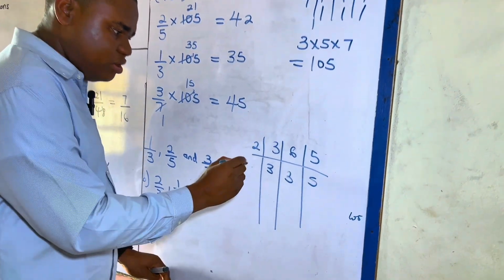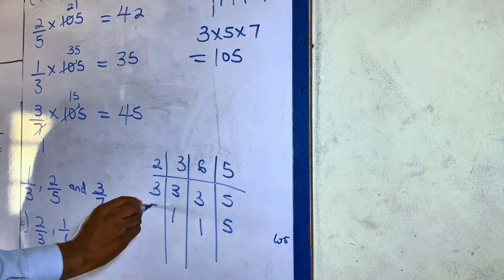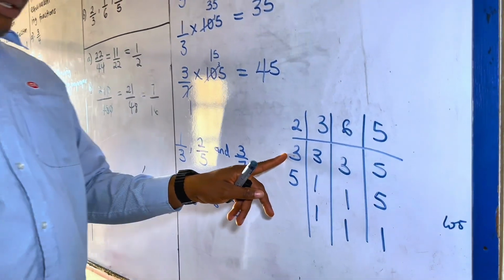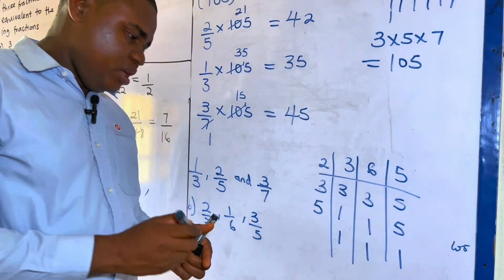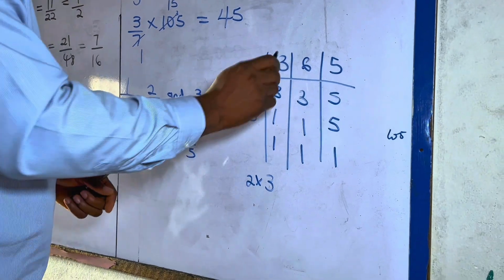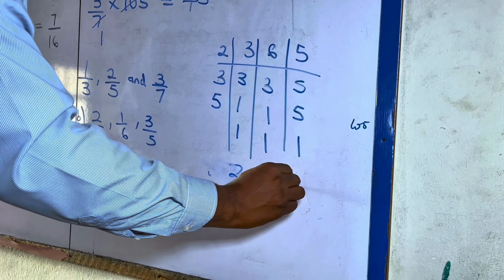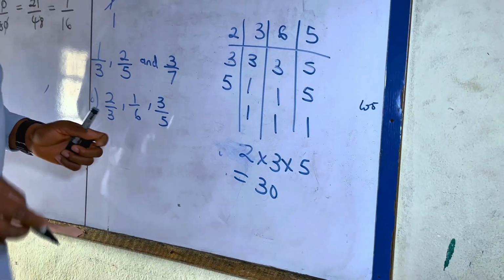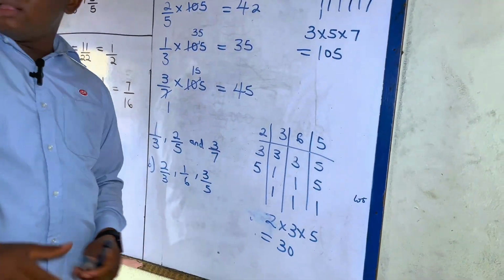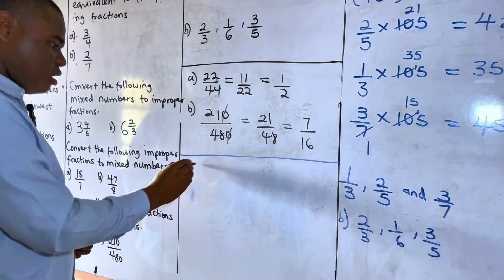Next factor we are going to use is 3. 3 goes into 3, 1 goes here, 1, and 5. Next one is 5. 5 goes 1, 1, 1. So we have 2 times 3 is 6. 6 times 5 gives me 30. So the LCM of 3, 6, and 5 is 2 times 3 times 5, which equals 30. So now I'm going to multiply each of the fractions with the LCM. The first one is, let's use this other part of the board, 1 over 3 times 30.